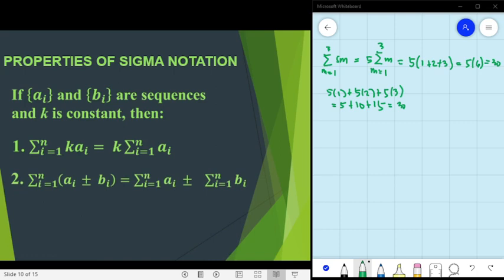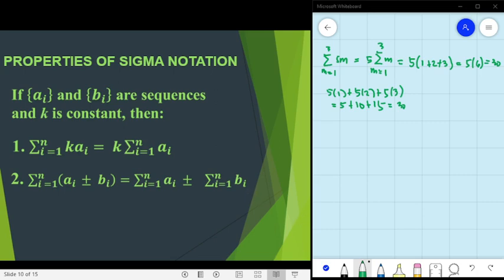The second property: the summation of A sub i plus or minus B sub i, where i runs from 1 to n, is the same as splitting it. That is the summation of A sub i, where i runs from 1 to n, plus or minus the summation of B sub i, where i runs from 1 to n.